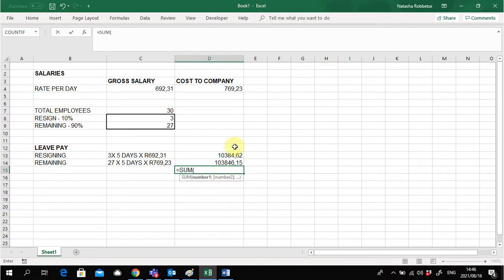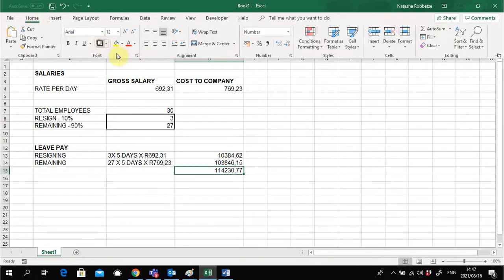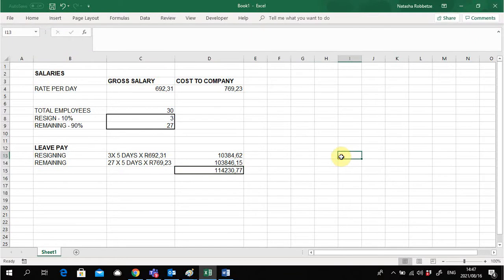So there's the sum of, and there is our total to 2 decimals for the leave pay as it relates to those who are salaried staff. Right, let's look at the wage earners. I'm just going to say wage staff.